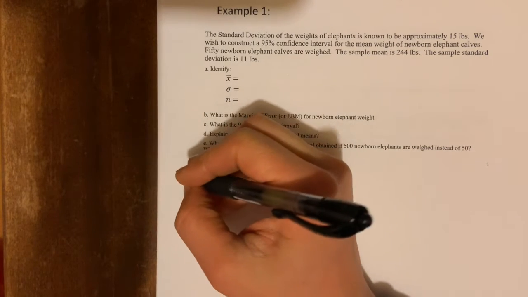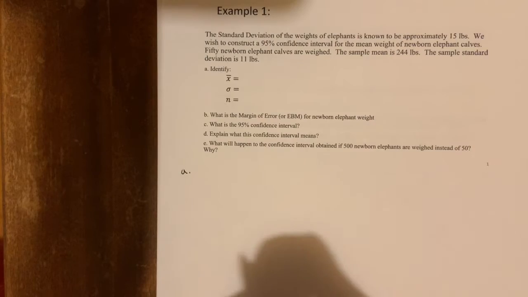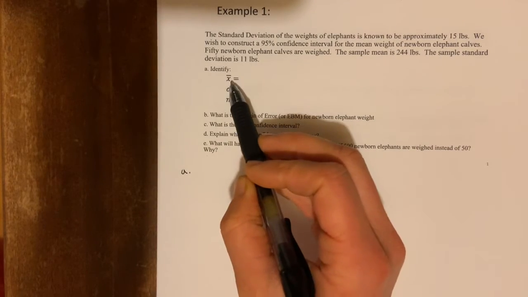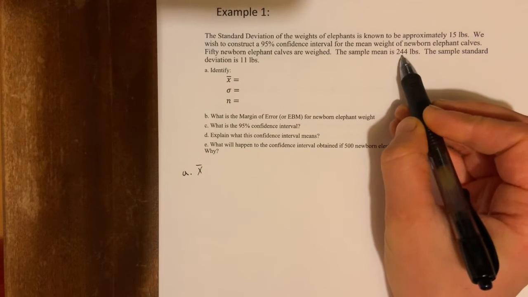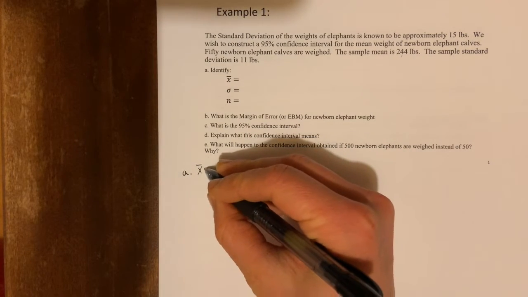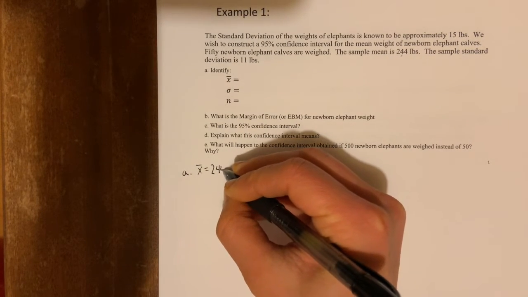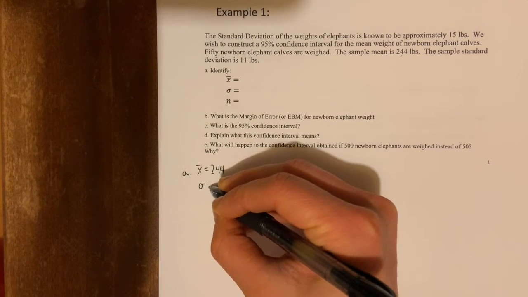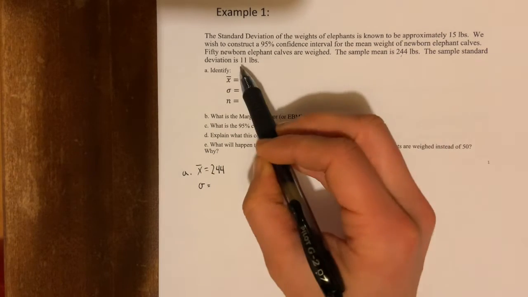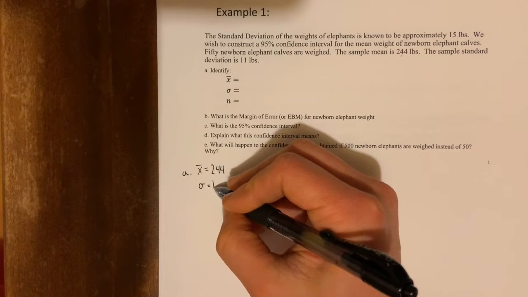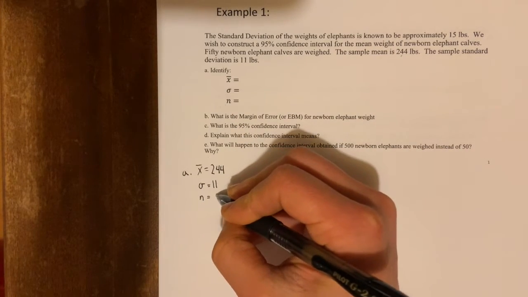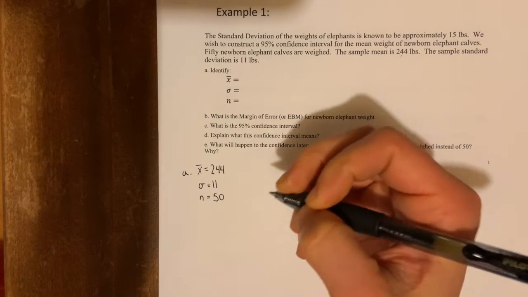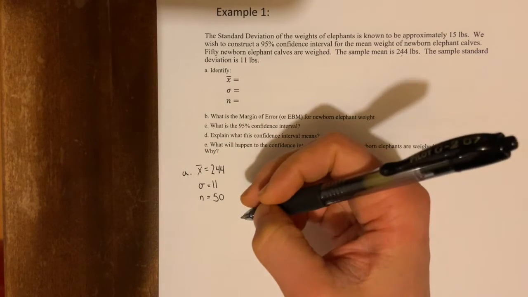In part A, we need to find X bar here, which is the sample mean. So that's been given to us of 244 pounds. Standard deviation, which equals 11 pounds. And N, which equals 50, as there were 50 newborn elephants weighed in this sample.